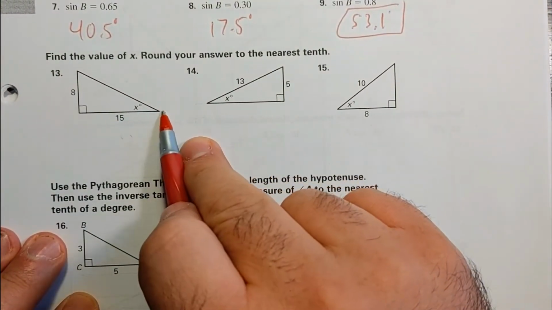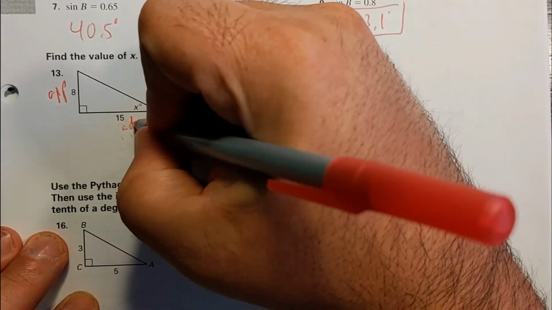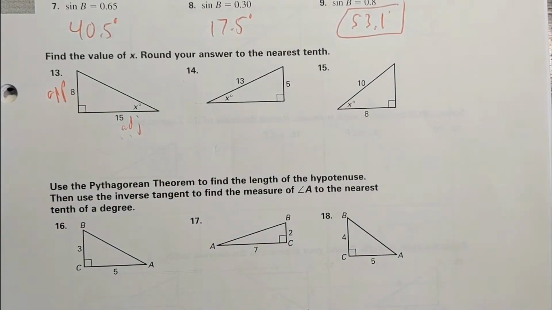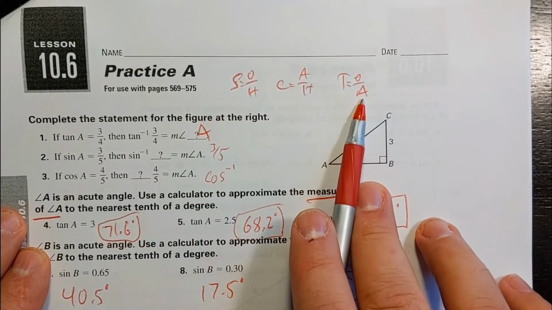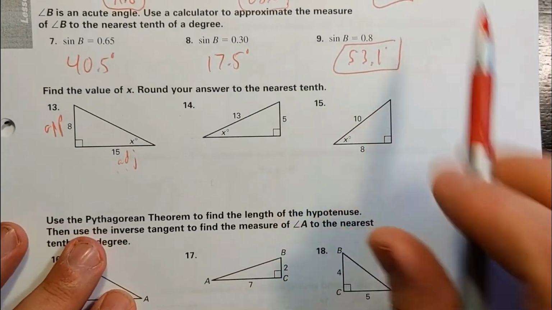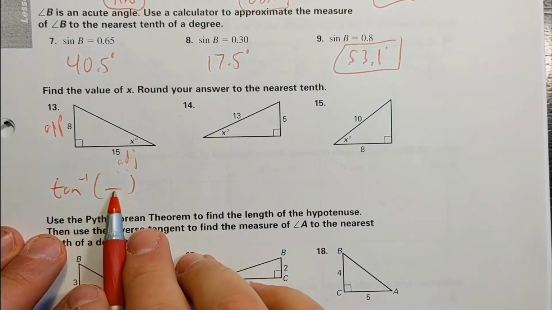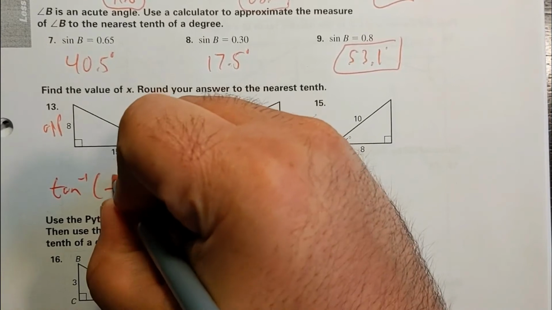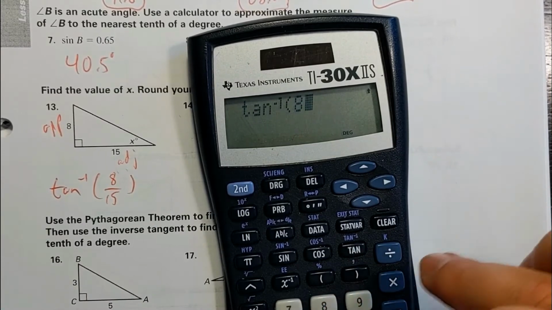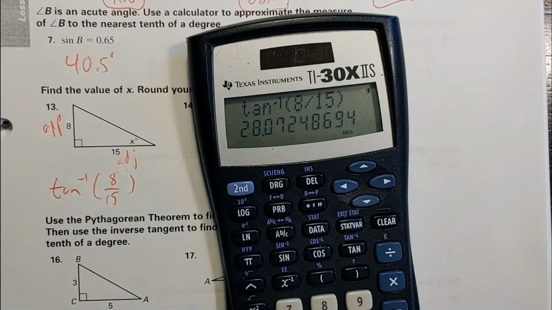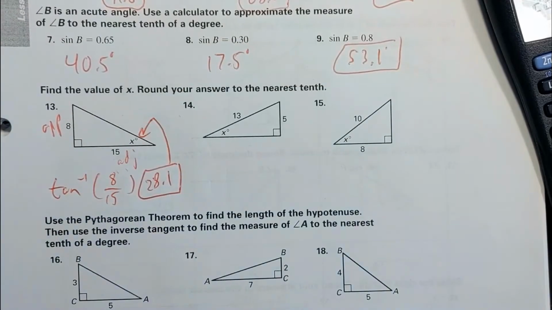So right here, if you're looking from the angle down here on the bottom right, 8 is your opposite, 15 is your adjacent. We don't know the hypotenuse. We don't need to know what the hypotenuse is. Opposite and adjacent is going to be tangent, because this is the only one that has O and A. We're looking for an angle. We're going to use the inverse. And then this fraction is still going to be set up opposite on top, adjacent on the bottom. So it's going to be 8 on top, 15 on the bottom. And the calculator, inverse tangent, 8 divided by 15, and we get 28.1 for what the x would be right there.